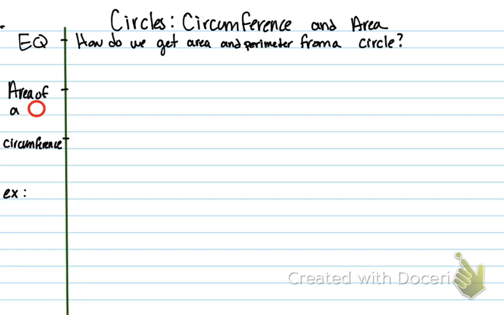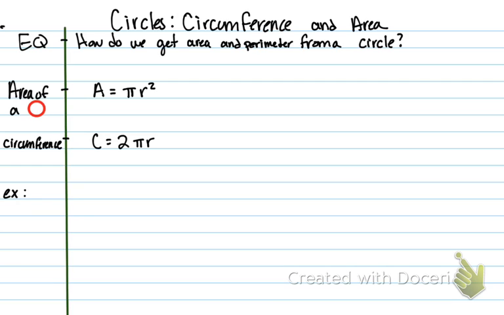Okay, so reviewing from past years, the area of a circle, we know that A is equal to pi r squared, right? R is our radius, A is our area, and pi is just a number, 3.14, and it goes on forever and ever, right? Our circumference, C, is equal to 2 pi r. And again, 2 and pi are numbers, and r is a radius.